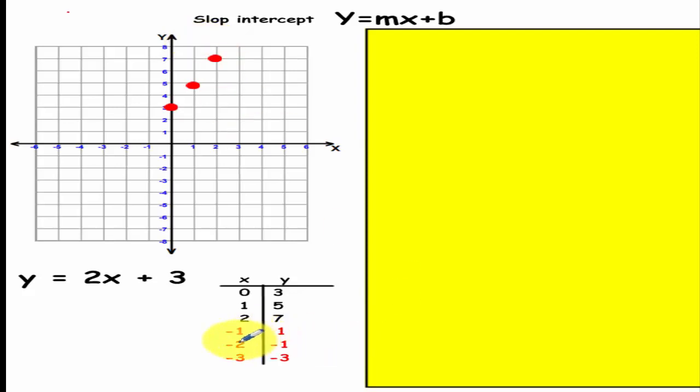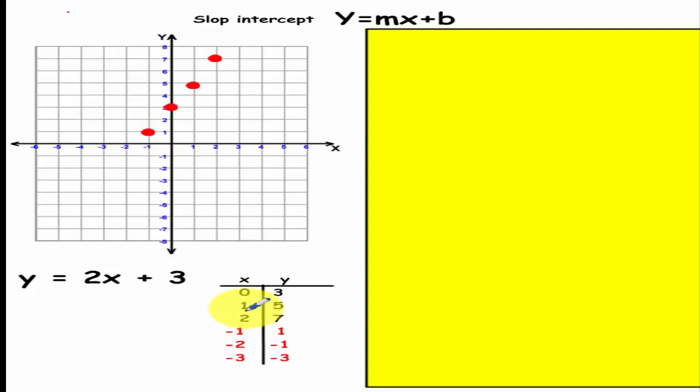So we decided to continue on with negative numbers. If x is equal to negative 1, y is equal to 1. Let's see how that works. 2 times negative 1 is negative 2. Negative 2 plus 3 is 1. So we go over 1, and we come up 1. So we have a dot right here.